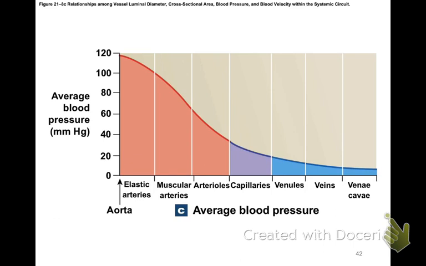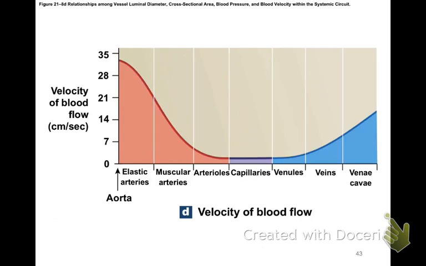So when you get to the right and left atria, the pressure inside those can actually be negative, which means as they dilate, they're literally sucking blood into them from their supplying vein. So blood pressure drops continuously as blood flows throughout either the systemic circuit or the pulmonary circuit.